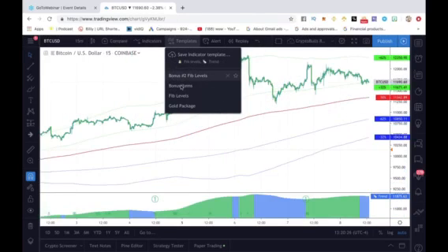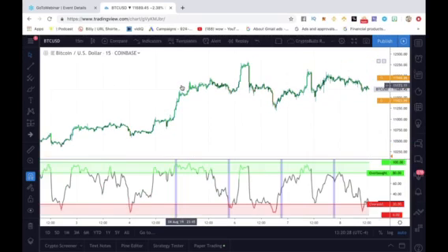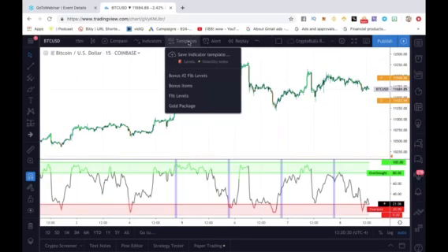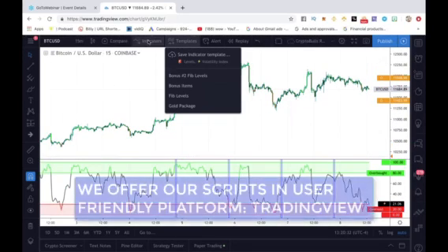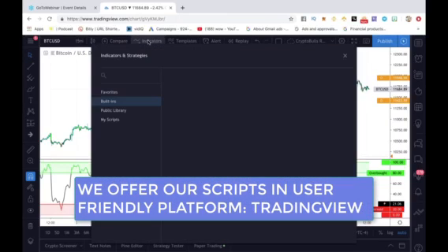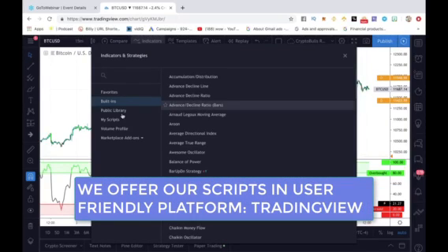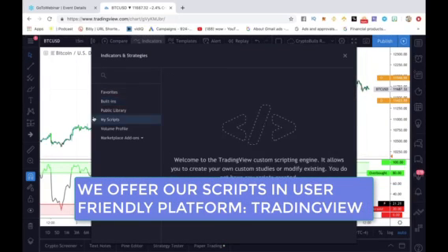If you add it via indicators, you'll be able to add a few of them. You'll add up to 5 if you're on a pro account. Okay, let's see.